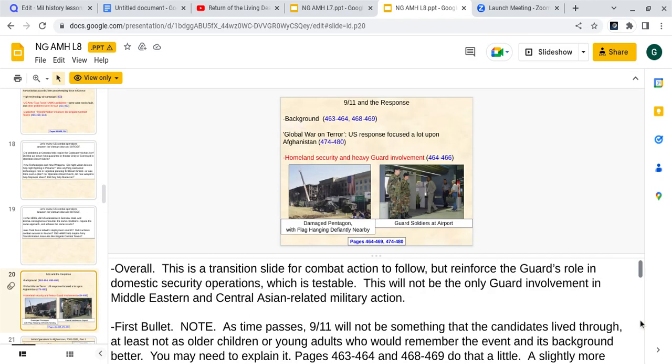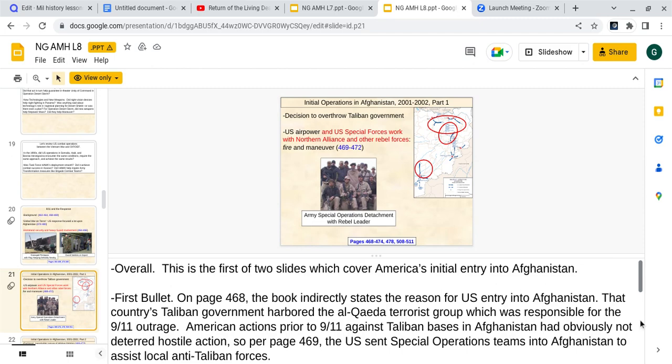As for Homeland Security and the heavy Guard involvement, we're going to get into that. After 9/11, we see Homeland Security ramping up, and this is thanks in part to a heavy involvement from the National Guard. As for U.S. Special Forces, they worked very well with the Northern Alliance and other rebel forces during the initial operations in Afghanistan. So understand that the U.S. Special Forces played a critical role in helping the initial operations in Afghanistan.